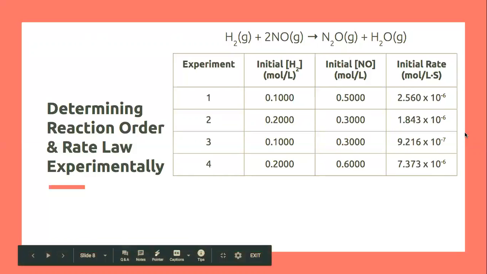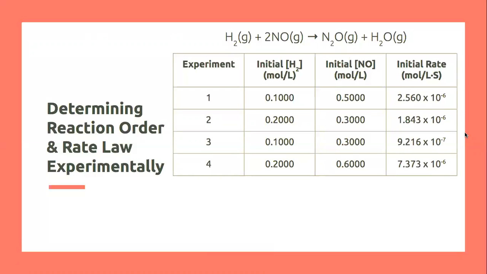So these are our different initial rates for each of these experiments. And it does not say this, but it should: all of this is occurring at the same temperature. Experiments 1, 2, 3, and 4 all occurred at the same temperature. Otherwise, they would belong in different data tables, because k, our rate constant, is dependent on temperature.